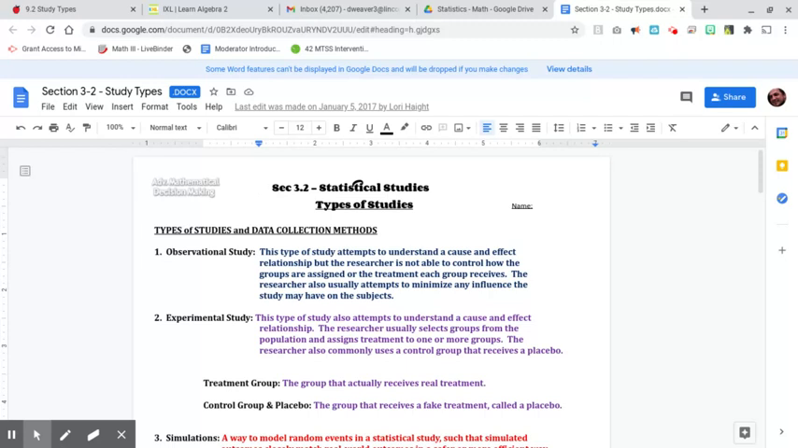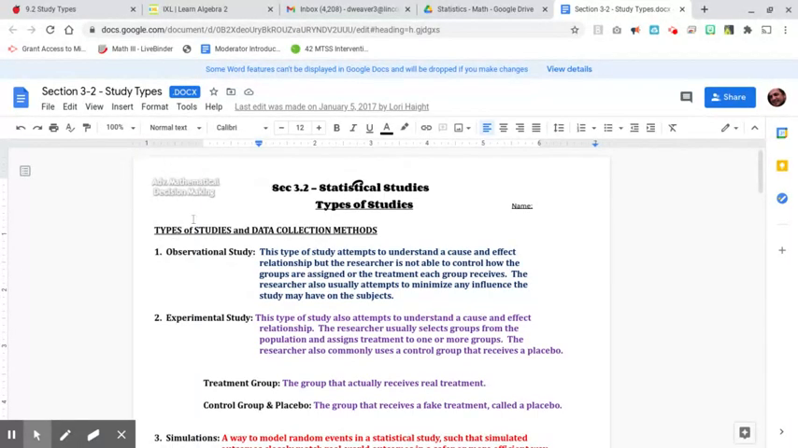All right, so types of studies and data collection methods. So number one, an observational study. This type of study attempts to understand a cause and effect relationship, but the researcher is not able to control how the groups are assigned or the treatment each group receives. The researcher also usually attempts to minimize any influence the study may have on the subjects.